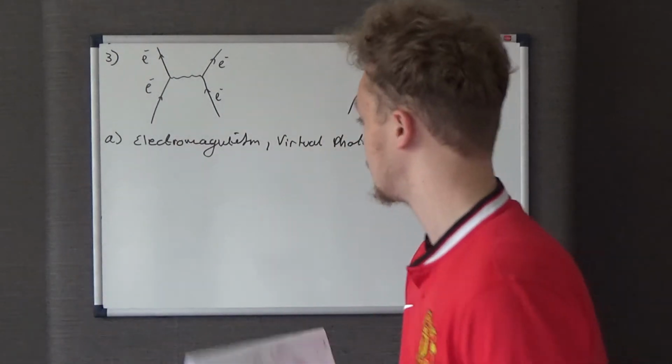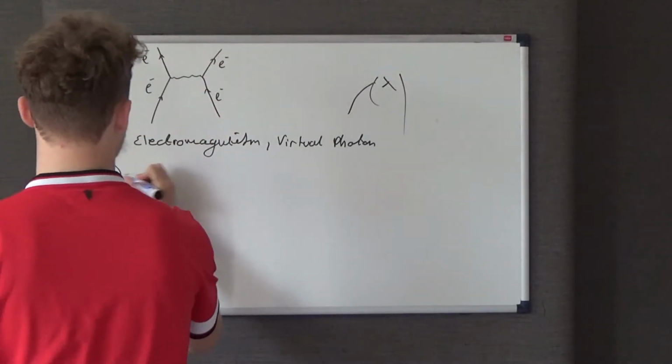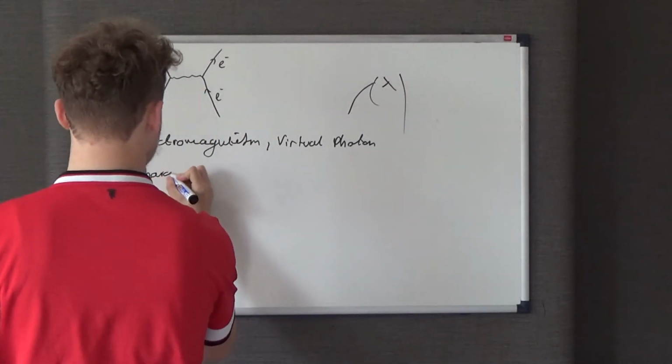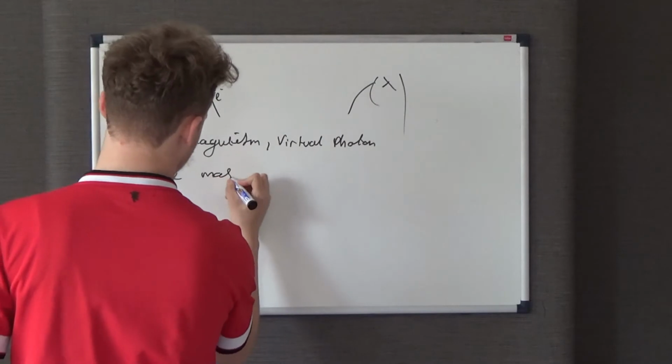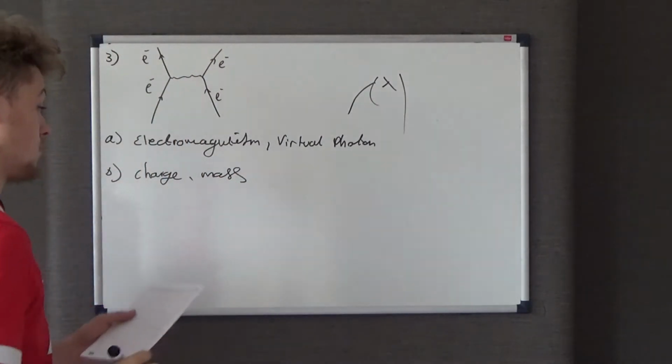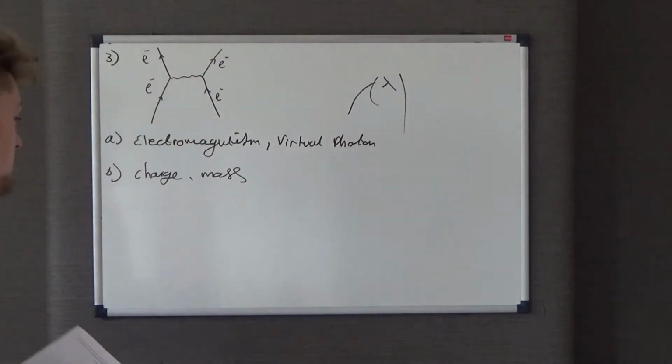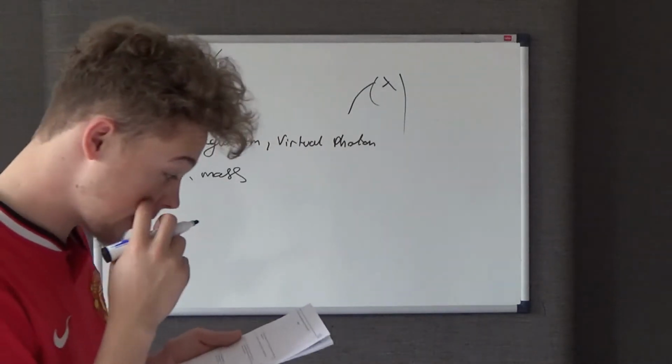But as I say, it's totally up to you. So for this one I put charge and mass. It's only asking for 2, so you could do 3, but that would waste a bit more of your time if you wanted to.